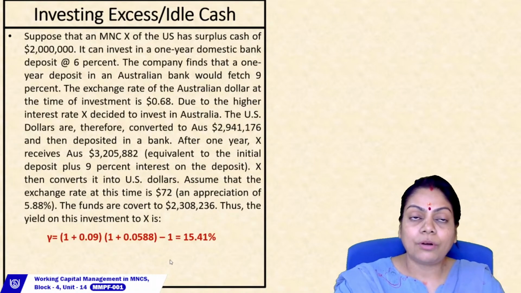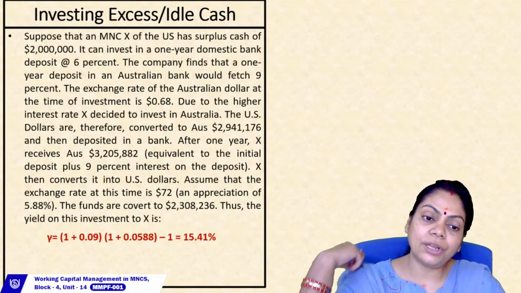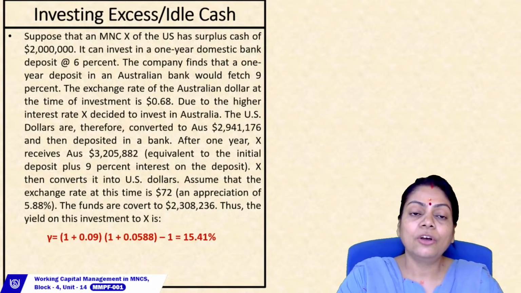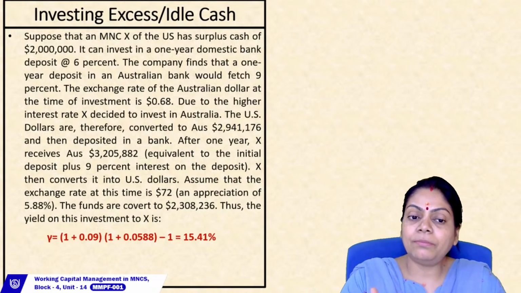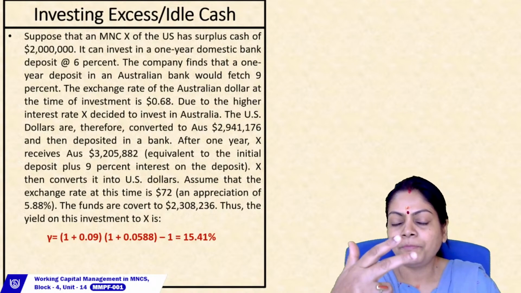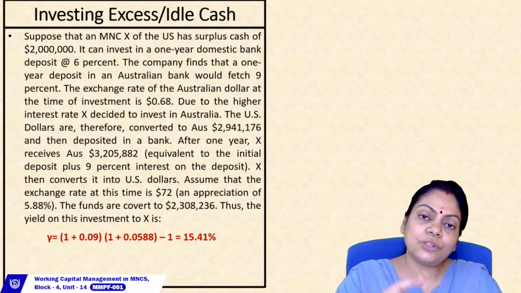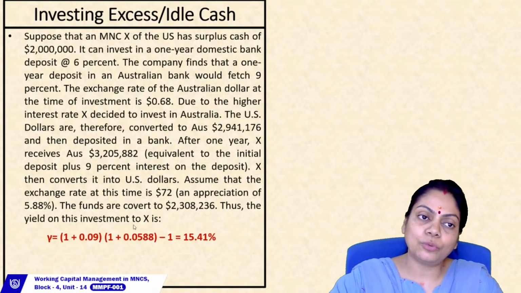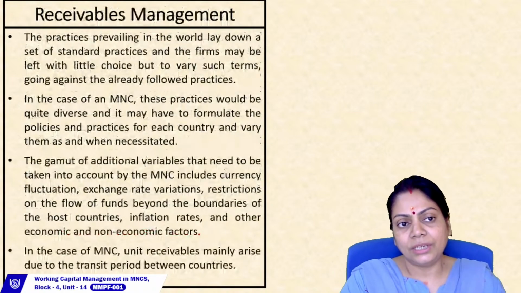So if you convert US dollar into Australian dollar and invest in Australia and then reconvert it into US dollar, your effective yield is going to be 15.41%, which is considered a very good rate of return. Please keep in mind that it is dependent on two exchange rates: one of US dollar to Australian dollar, and the second is Australian dollar to US dollar. If these exchange rates change, then this value will also be different.